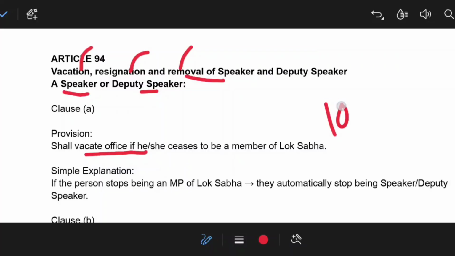But let's say under the 10th Schedule, due to disqualification or any other type of disqualification, they cease to be a member of the Lok Sabha. Then do you think that he or they should vacate their office? Yes. So if the Deputy Speaker and Speaker are not members of the Lok Sabha because of disqualification, then he or they also cease to be Deputy Speaker and Speaker as well. That is the simple meaning. So if a person stops being an MP of the Lok Sabha, they automatically stop being a Deputy Speaker or Speaker.